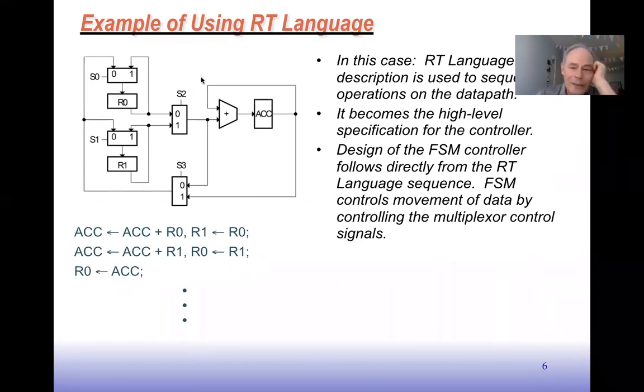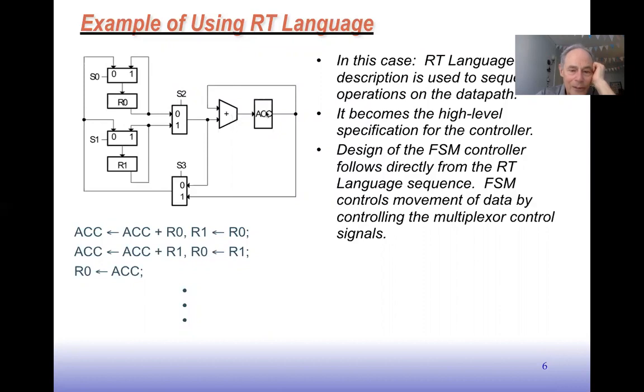So let's say we have this data path here, and then we have this language description here, right? This is used to specify a set of transfers that's happening here. For instance, we can say this accumulator gets accumulator value plus R0, right? And at the same time, R1 gets R0. Well, we know we can arrange that to happen because the accumulator value feeds back into this adder. R0 is here, so if we set S2 to be 0, on this clock cycle, this value is going to flow here. Of course, this value is flowing around here.